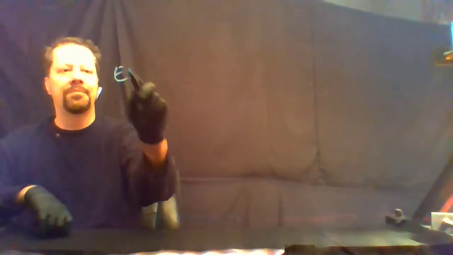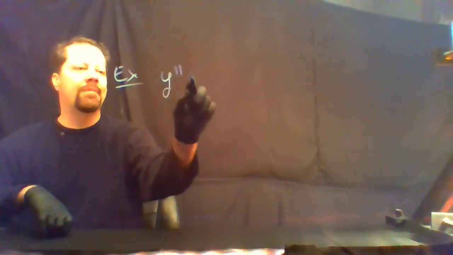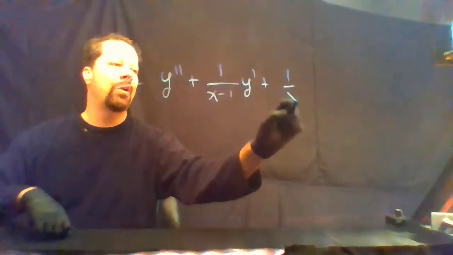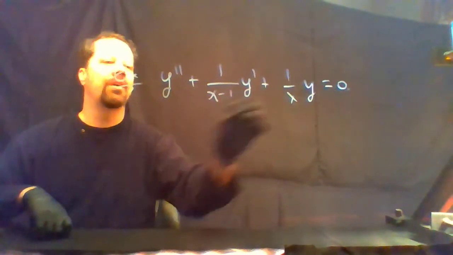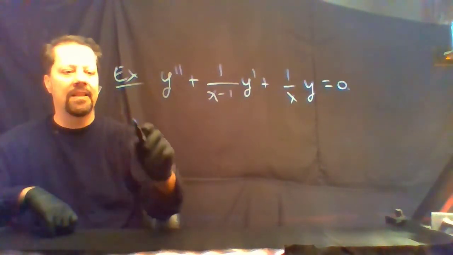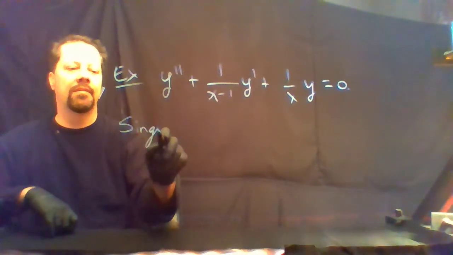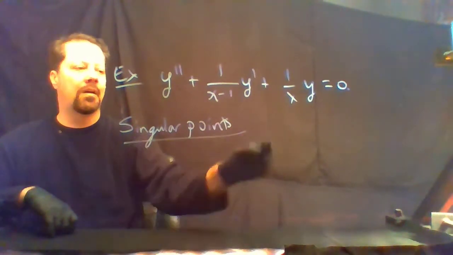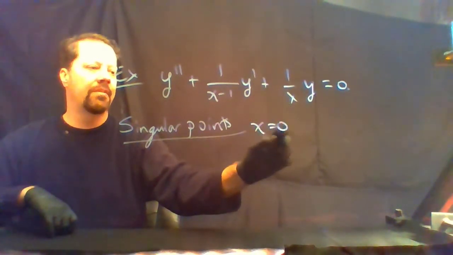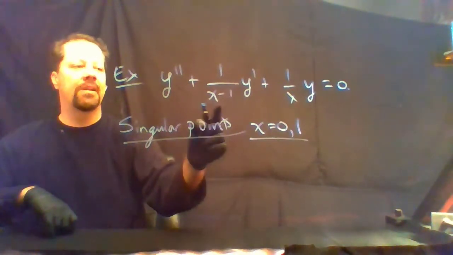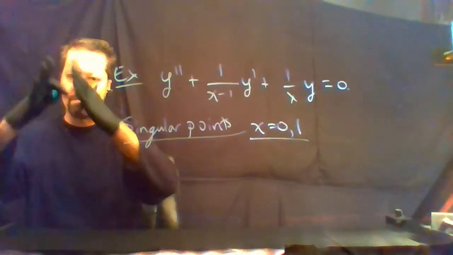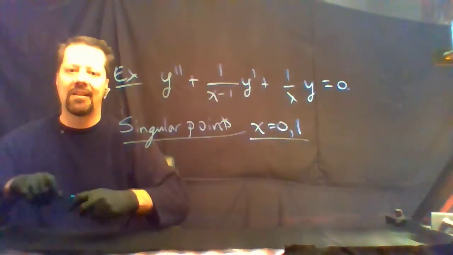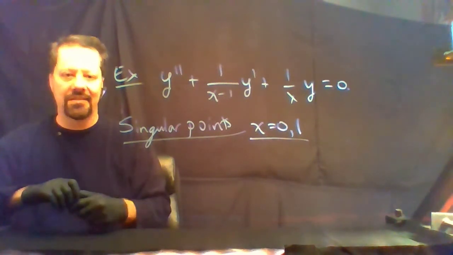Let me give you an example. Suppose I have the differential equation y double prime plus 1 over x minus 1 y prime plus 1 over x y equals 0. The singular points here are x equals 0 and x equals 1, because the coefficient functions have vertical asymptotes there and are not continuous. They are singular there.